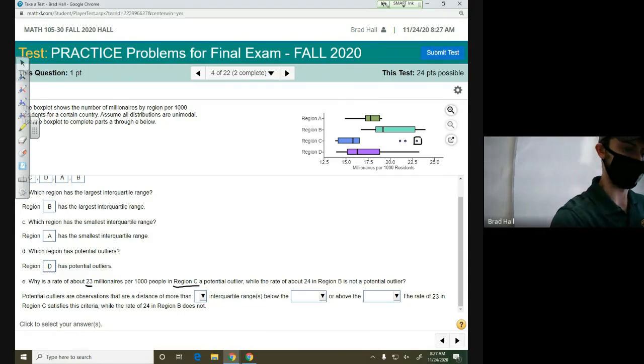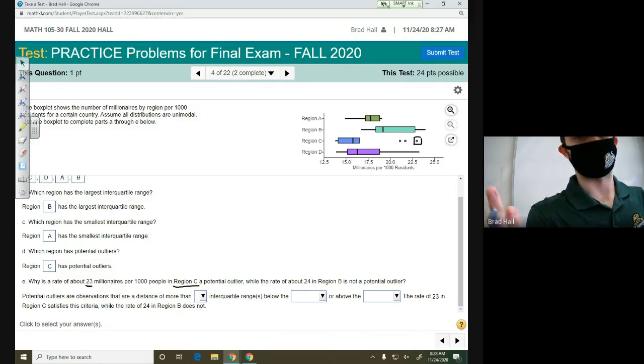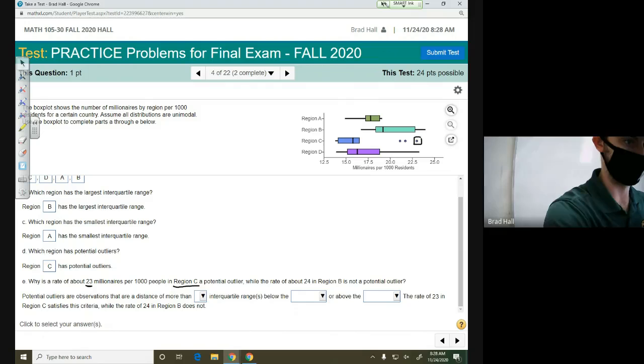Oh wait, that actually answers part D then. It's C. It's not D. It's C. Didn't even see those dots there. Oops. The potential outliers, that one's C. I didn't see the dots.